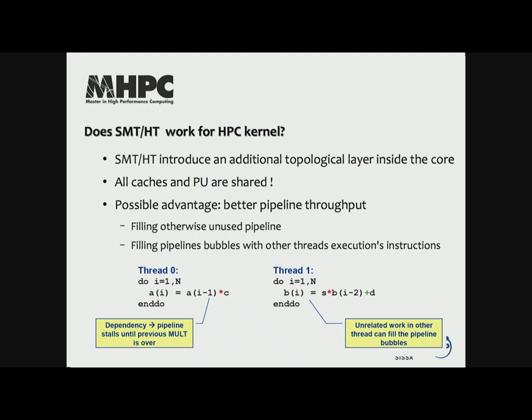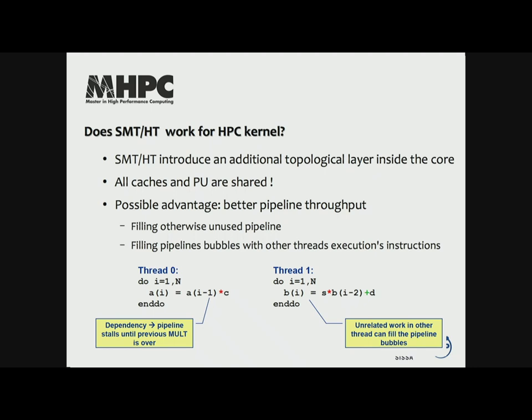Remember that caches and processor units are shared, and so this means that there are a little bit more issues. I have a slide later that we can discuss further on that. But you can have possible advantages, in the sense that a better pipeline throughput can be obtained, because in some way you are filling the unused pipeline in another way. This is a typical example. You have two threads running this way.